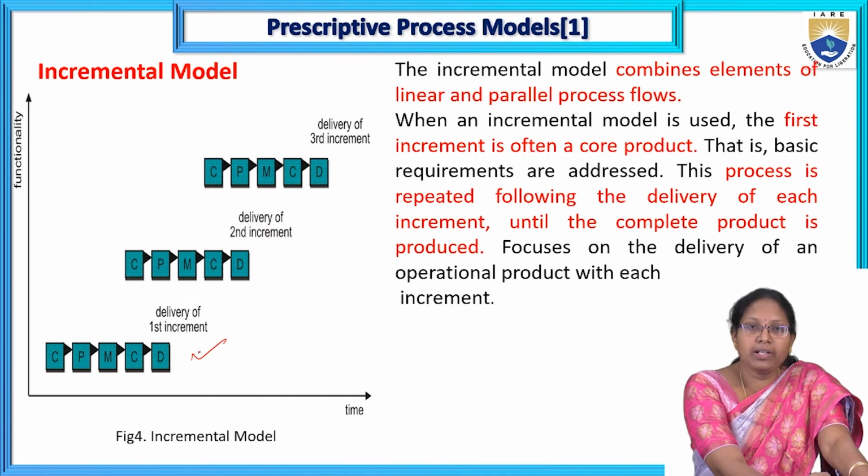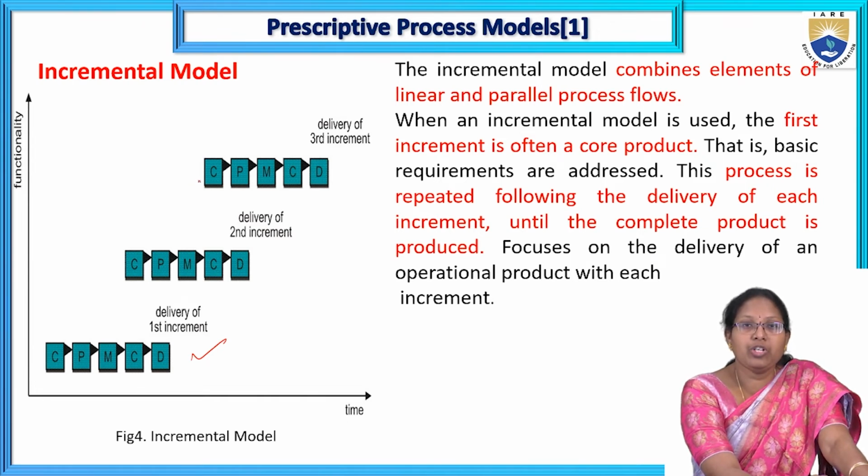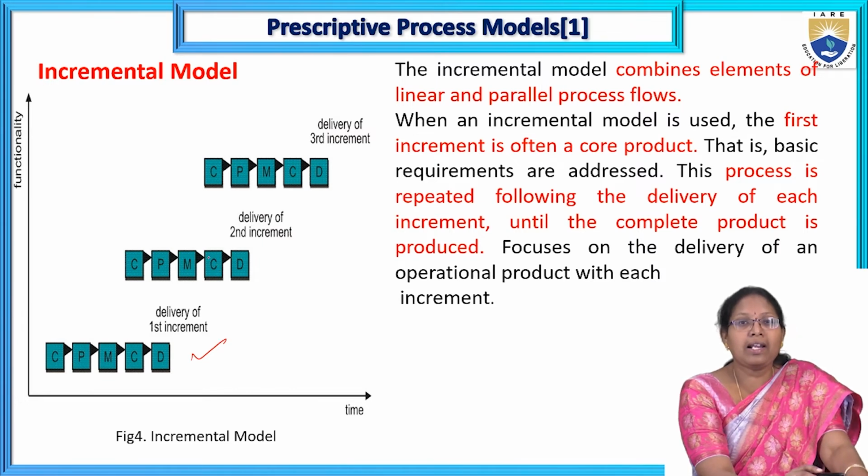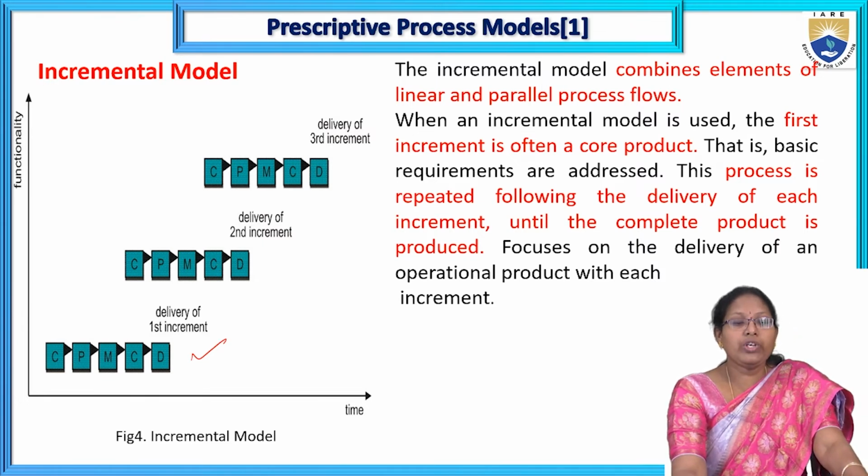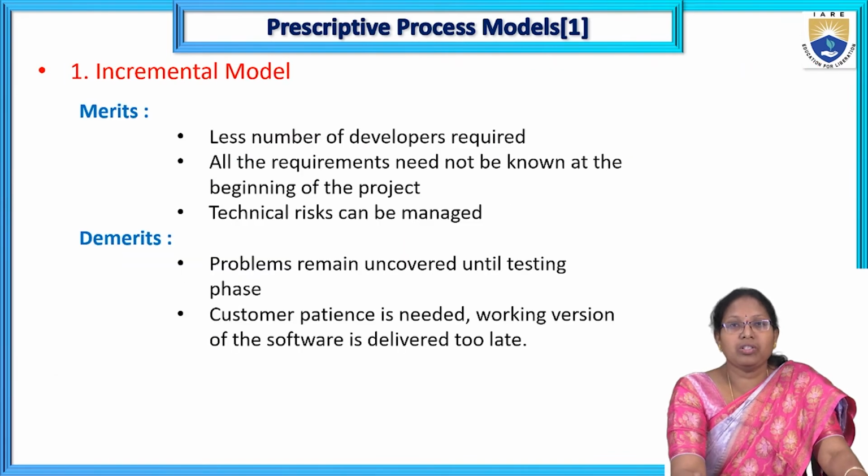The second increment is not completed in parallel. While the first task is in the modeling phase, the second task starts with communication. The third part of the product starts with communication while the first is in construction. In that way, the activities are going parallelly in the incremental process model.